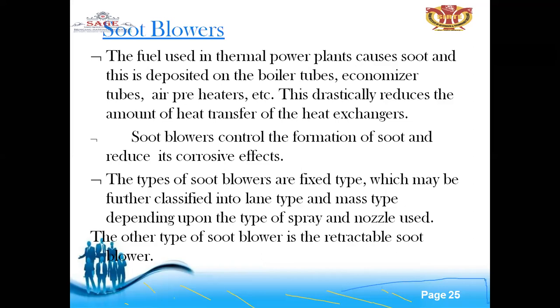So the types of the soot blowers are the fixed type, which may be further classified into the lance type and the mass type. जितने भी सूट ब्लोअर होते हैं या तो आपके लैंस टाइप के होते हैं, फिक्स टाइप के होते हैं या तो मास टाइप के होते हैं, डिपेंडिंग ऑन द टाइप ऑफ द स्प्रे एंड द नोजल यूज. किस तरह का स्प्रे यूज किया जा रहा है, किस तरह का नोजल यूज किया जा रहा है, उसके ऊपर डिपेंड करता है. The other type of soot blower is the retractable soot blower. तो जो अदर टाइप के सूट ब्लोअर होते हैं रिट्रैक्टेबल टाइप के होते हैं.